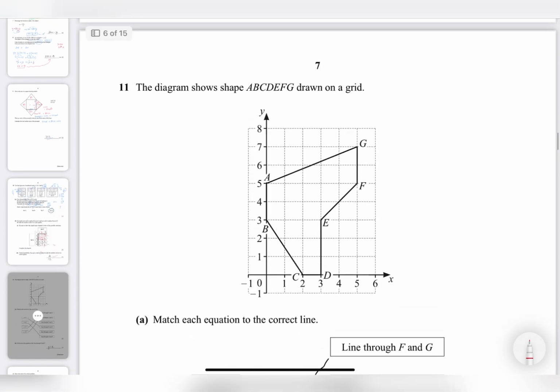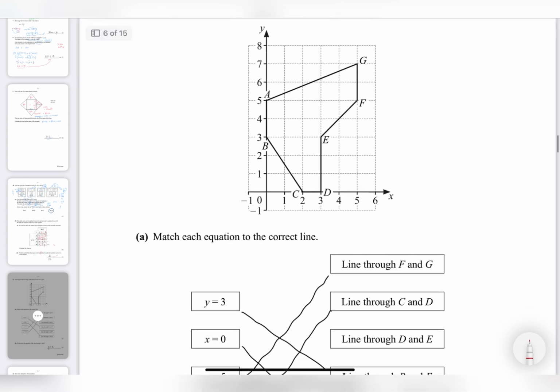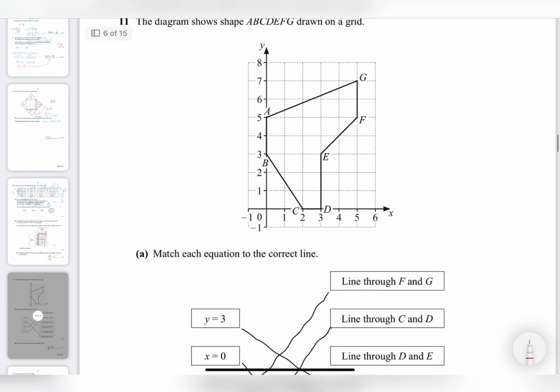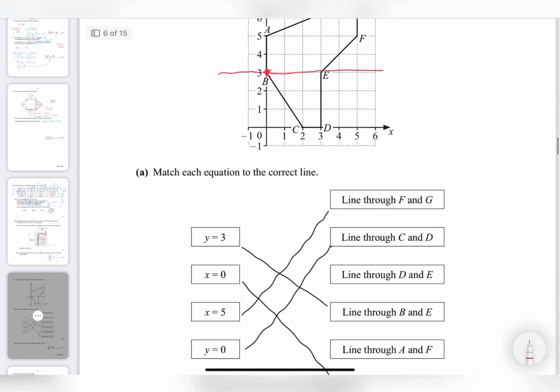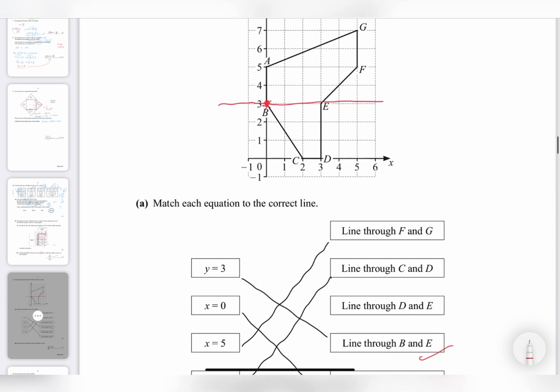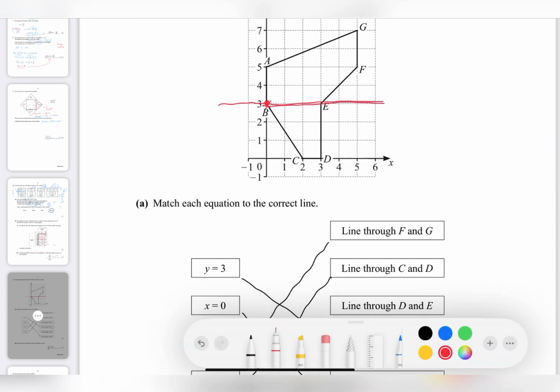Let us move on to the next one then. The diagram shows the shapes A, B, C, D, E, F, G drawn on a grid. Match each equation to a correct line. y equals 3. Now listen very carefully. What is the line y equals 3? Just draw a line like this. This is y equals 3. What you can see over here is the line through B and E. Can you see this line through B and E? Yes or no? So we have matched it.